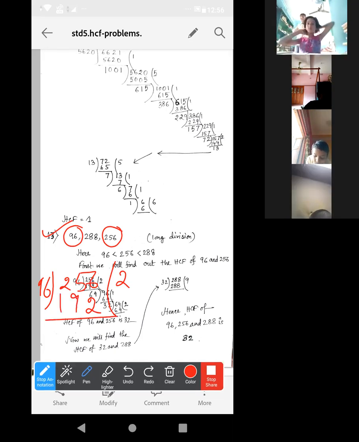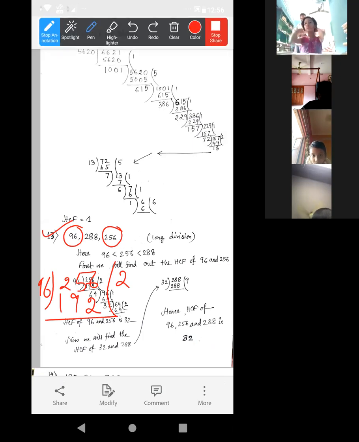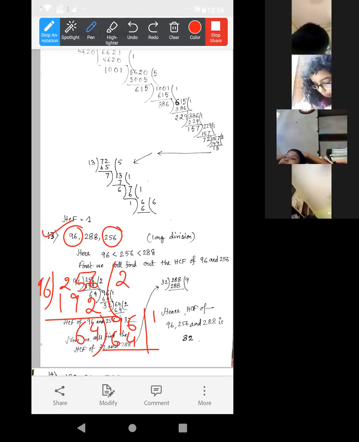Now do the subtraction. This one will be 4, this one will be 6. By this remainder, again we have to divide the divisor 96. Now normal subtraction again. Now this one will be 2 and 3.